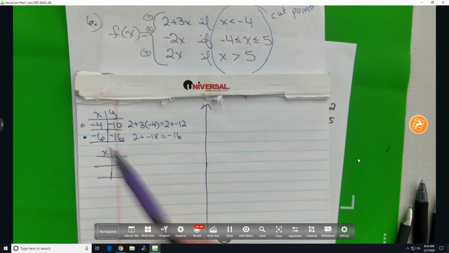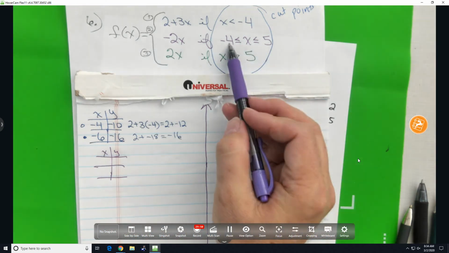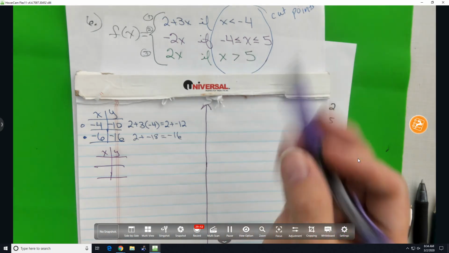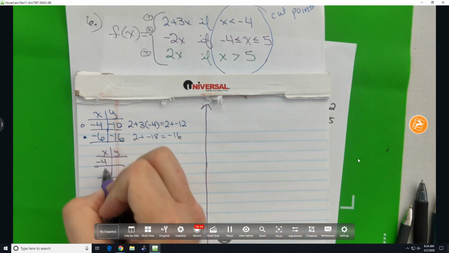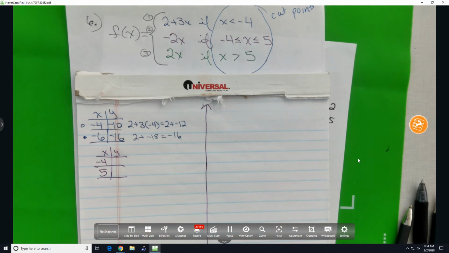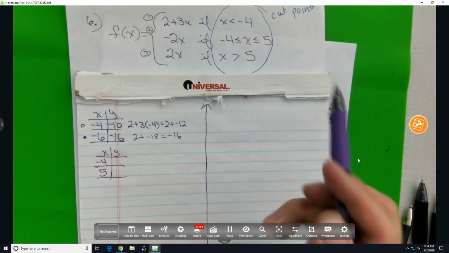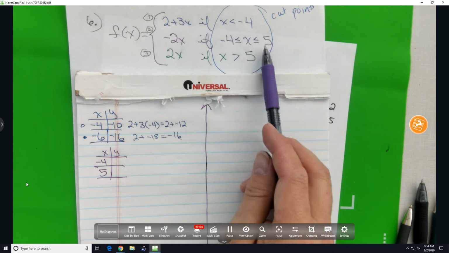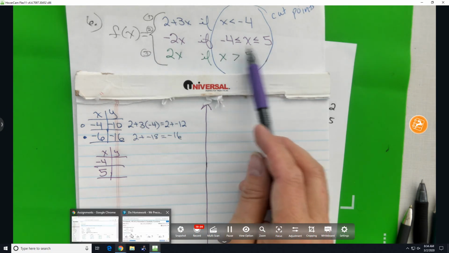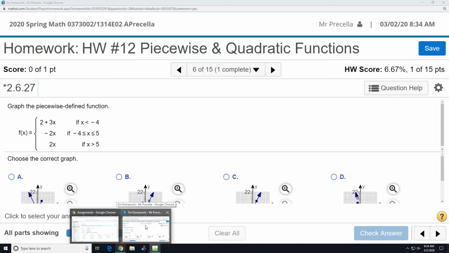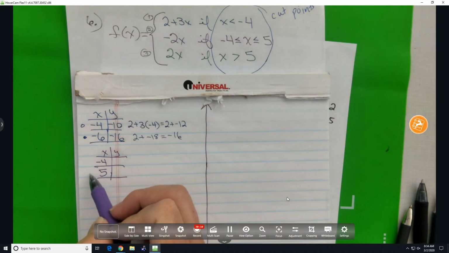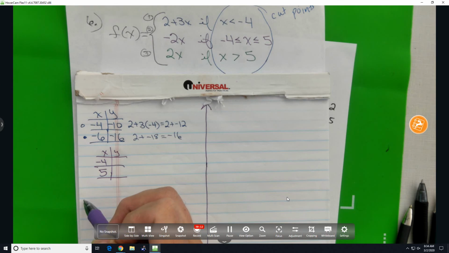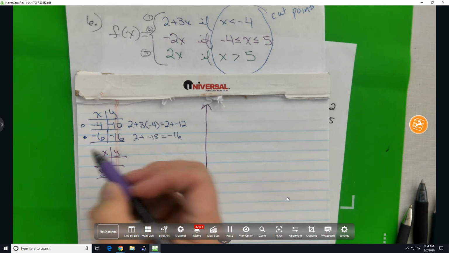We're not going to be choosing a point like we did before. We have to use negative 4. We have to use positive 5. Both of those had equality, right? Let me make sure. Yes, they did. So both of these cut points are going to be labeled open or closed? Closed, I agree.